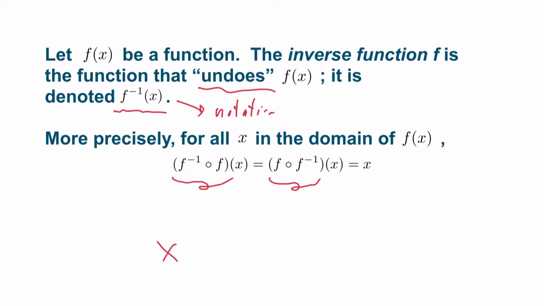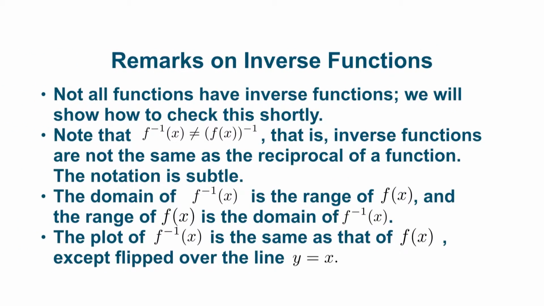So the picture is like this. I start with some input x. I get f of x by applying the function f, and then I apply the function f inverse to get back to x. So an important thing to understand is that not all functions have inverses. There's a simple check you can do, sort of in the spirit of the vertical line test, that will tell you, given the plot of a function, whether or not it has an inverse function.